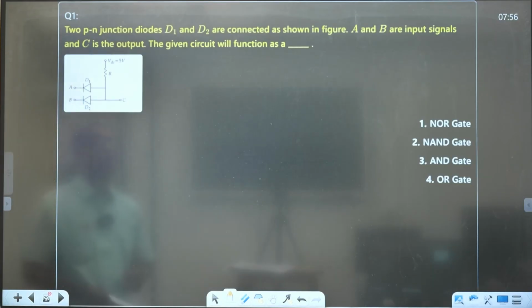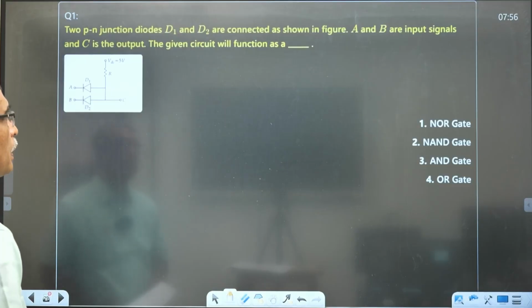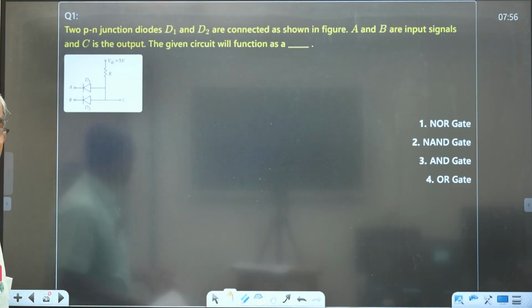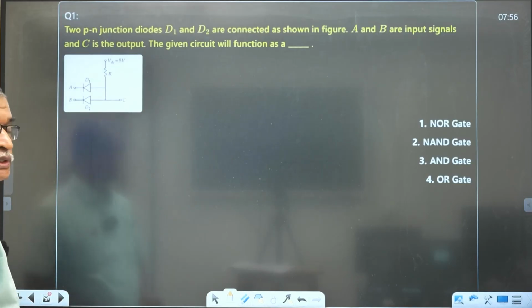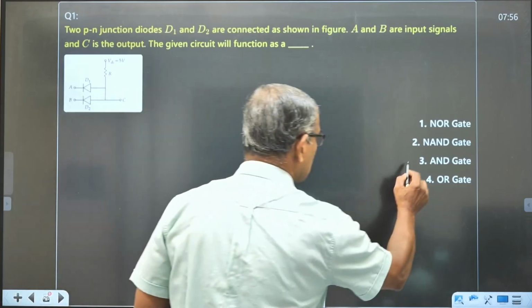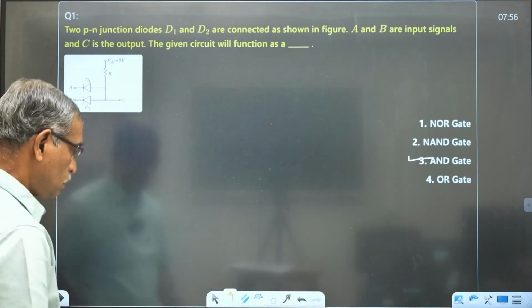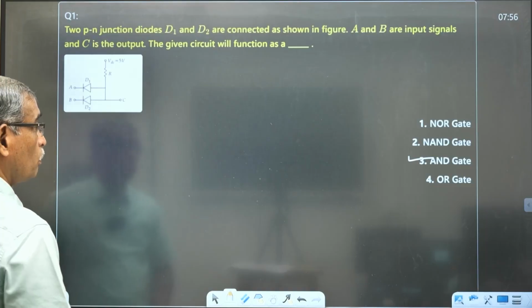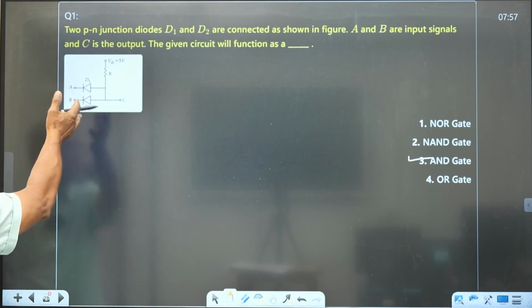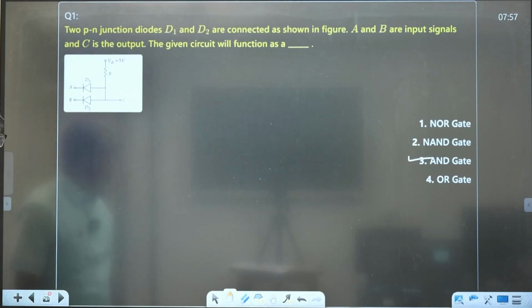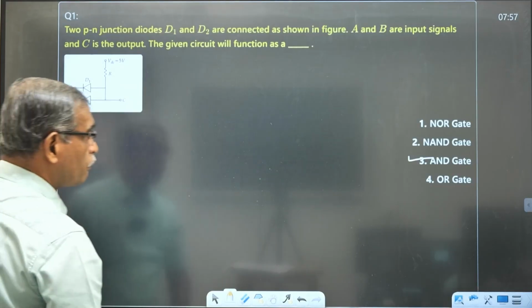PN junction diodes D1 and D2 are connected as shown. A and B are input signals and C the output. The circuit will be a function of, it is given that. Now you can see this is the standard figure that is taught for the AND gate. The electronic materialization of AND gate. There is not much more explanation, because this is the standard figure to demonstrate the materialization of AND gate using semiconductor diodes. Okay, and therefore it is an AND gate.